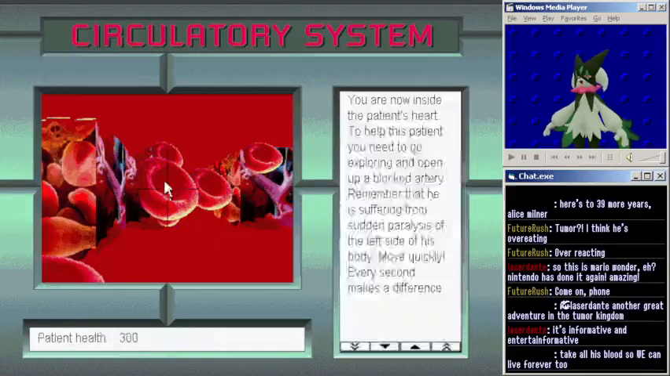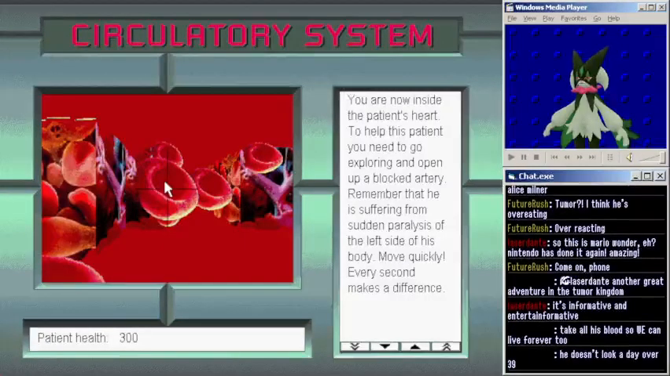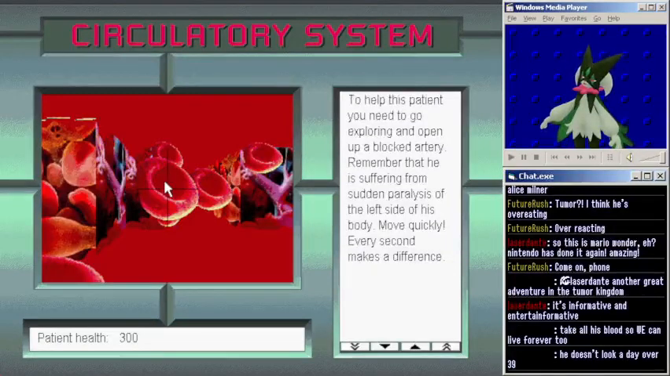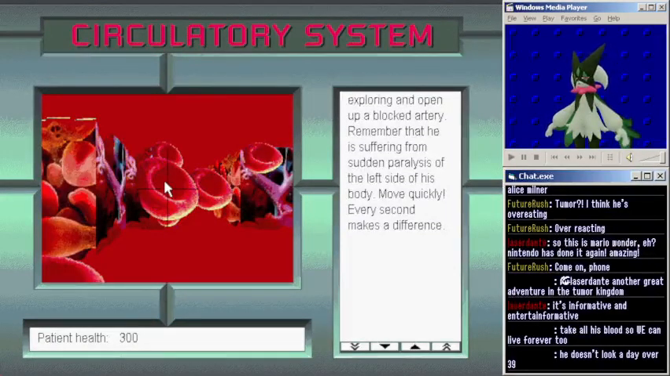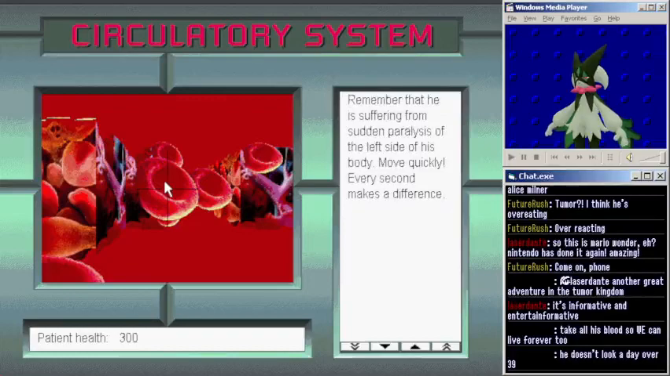Time to operate. You are now inside the patient's heart. To help this patient, you need to go exploring and open up a blocked artery. Remember that he is suffering from sudden paralysis of the left side of his body. Move quickly. Every second makes a difference.